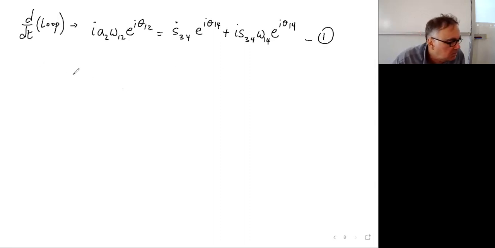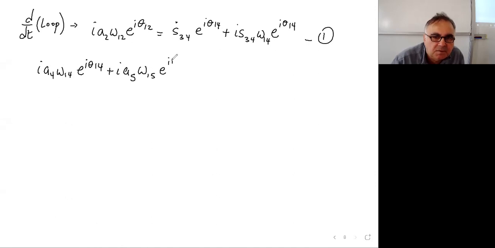And the second one will give you iA4 omega 1,4 e to the i theta 1,4 plus iA5 omega 1,5 e to the i theta 1,5 equals, derivative of iB1 is 0, it is S16 dot.